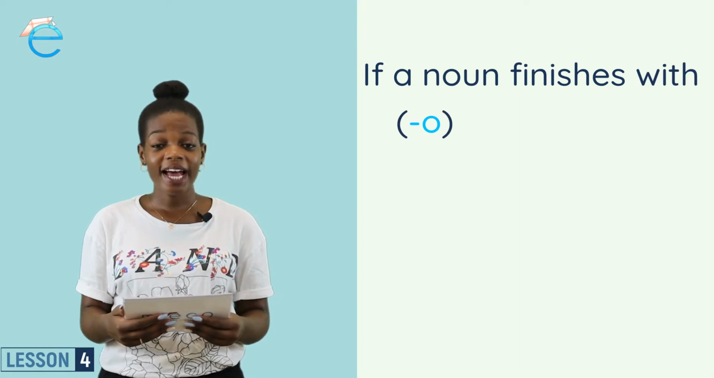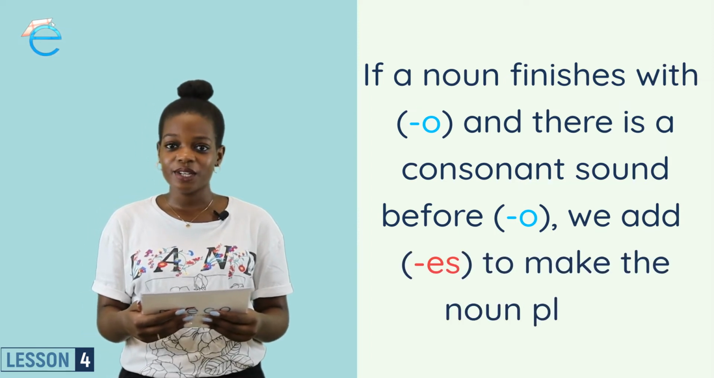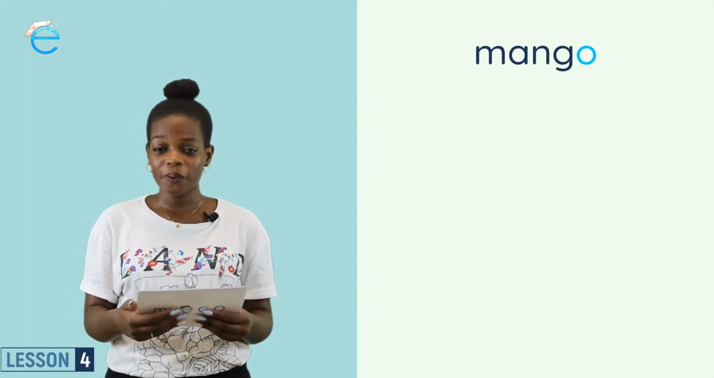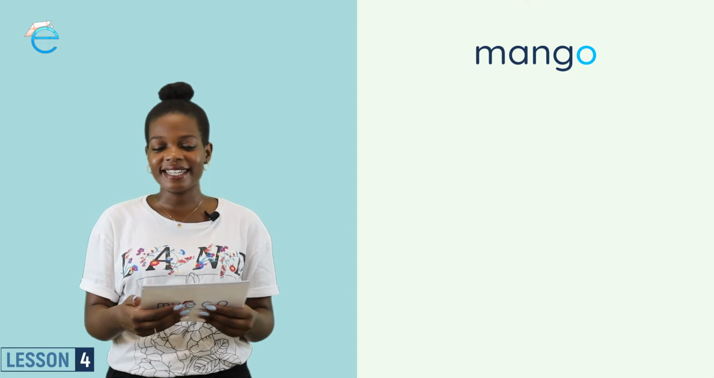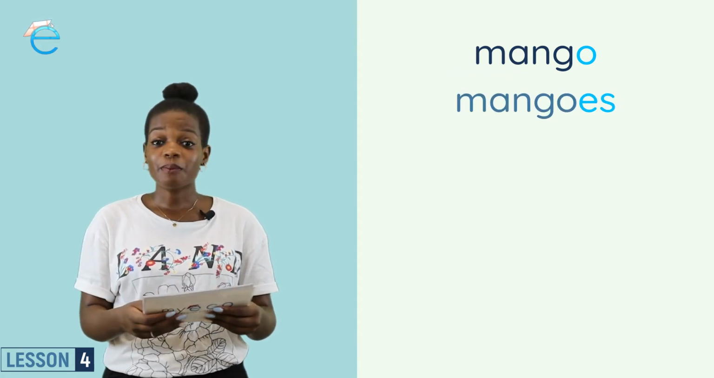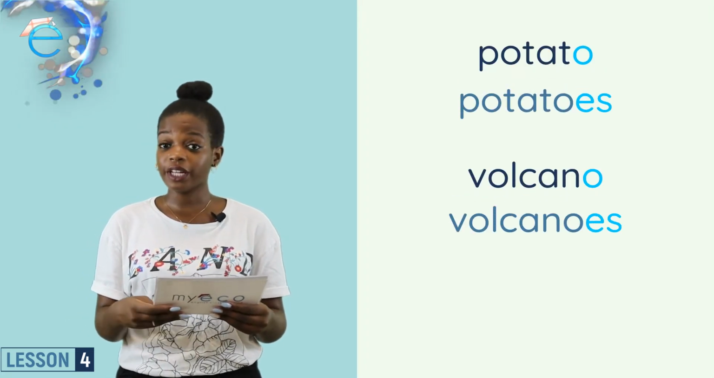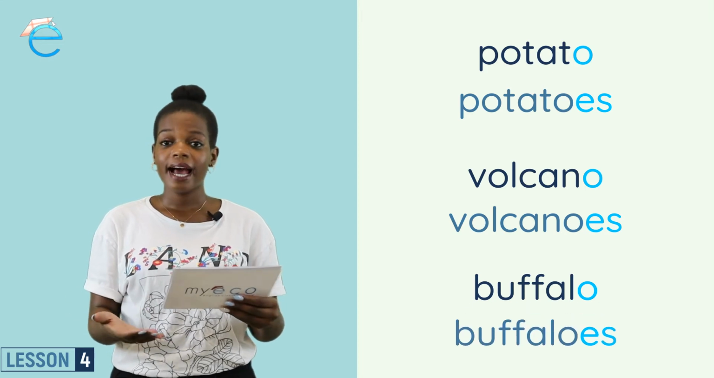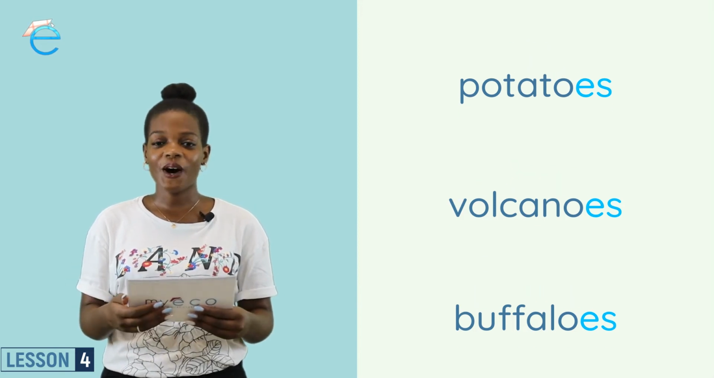Our next rule, if my noun ends with O and before O we have a consonant, we add E-S to our noun to make it plural. For example, mango ends in an O and before O we have G, a consonant. To make it plural, we add ES, mangoes. Or tomato becomes tomatoes. Hero, heroes. Potato, potatoes. Volcano, volcanoes. And buffalo, buffaloes. I add ES because I have O, and before O, we have a consonant.